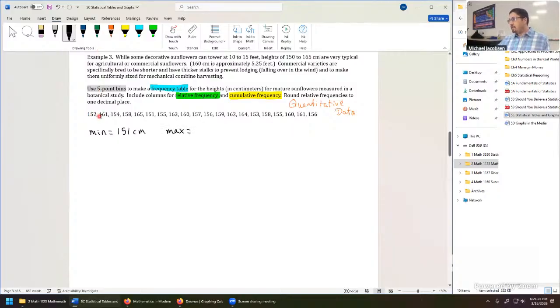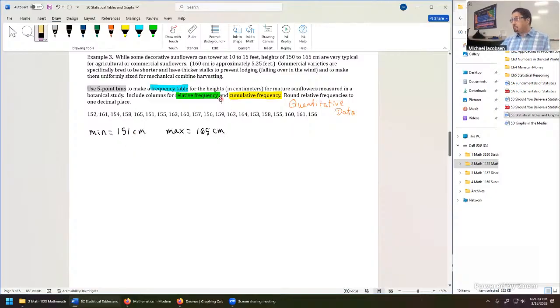The max is, I see a 161, 165. That's probably going to beat out everyone else. And unless I missed something, let me know if I missed a value, it looks like the maximum is 165 centimeters. Knowing we're using 5-point bins, that's going to be the width of every category in centimeters, and the minimum, that's enough for us to get started.